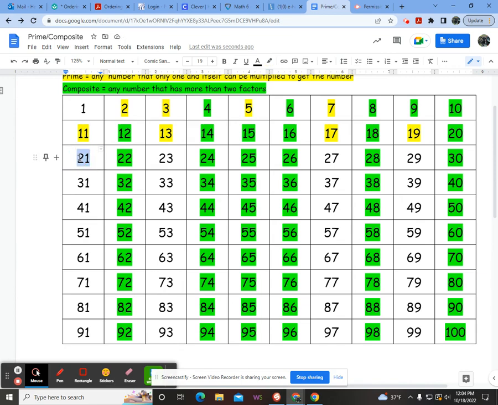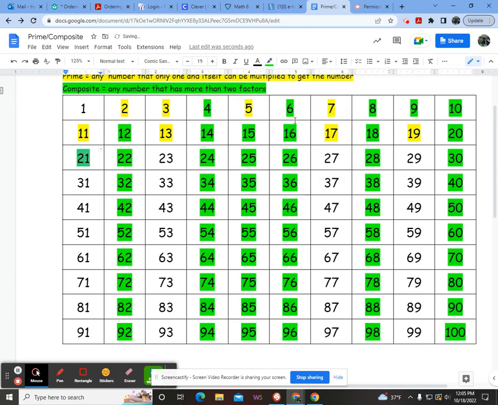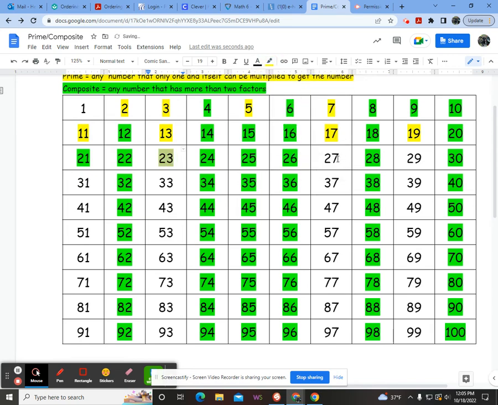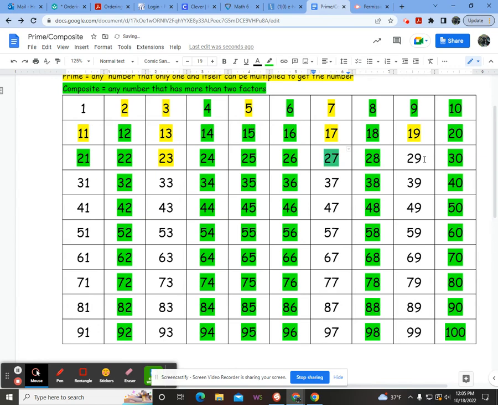21. What else goes into it besides 1 and 21? 3 and 7. Perfect. 23. It is prime. 27. What goes into it? 9 and 3. See, you guys know this. You may just not have known what they were called.